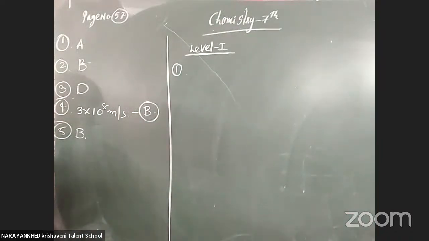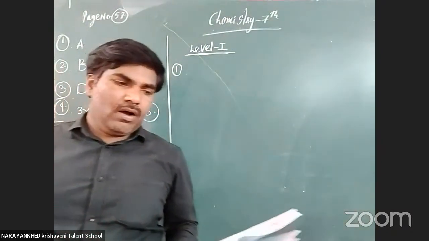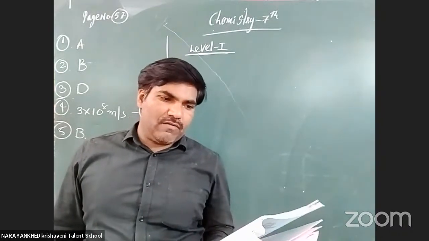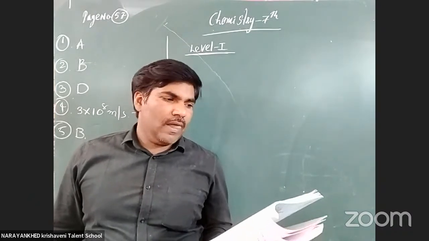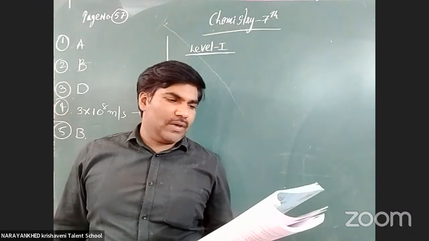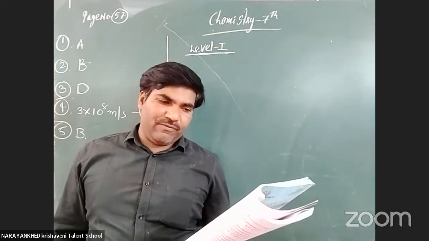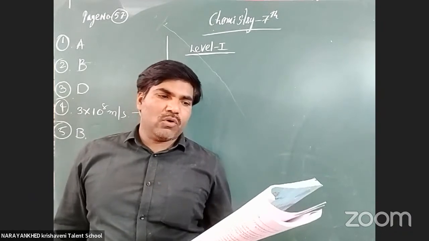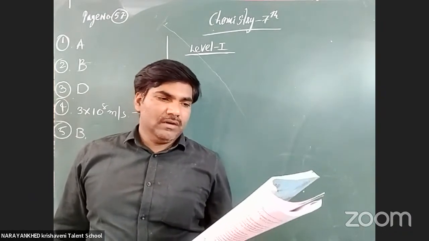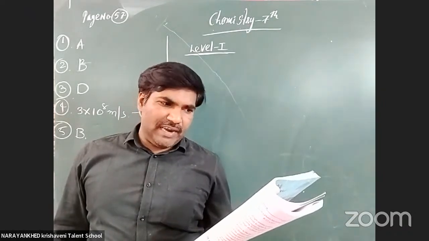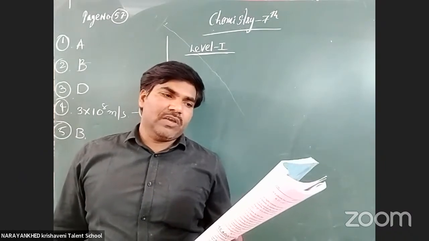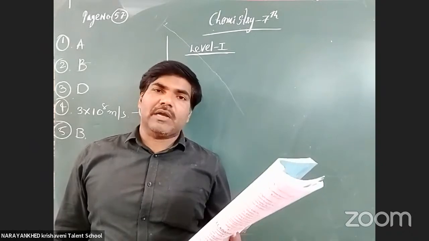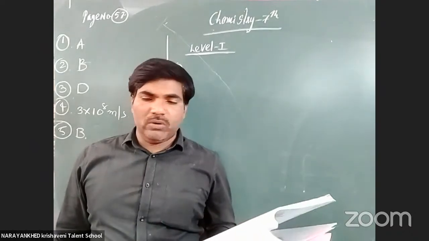First question, level 1. Which of the following relates the photon both as a wave motion and as a stream of particles? We already discussed it here. There is interference, E is equal to mc square, and diffraction, E equal to h nu. Both components we are considering here. That is Planck's law, E equal to h nu.